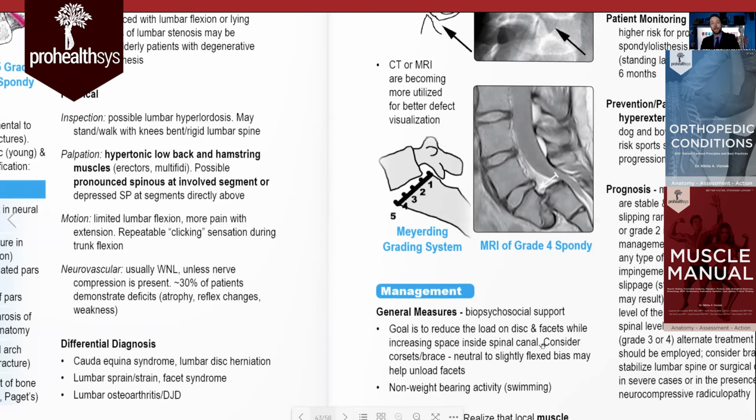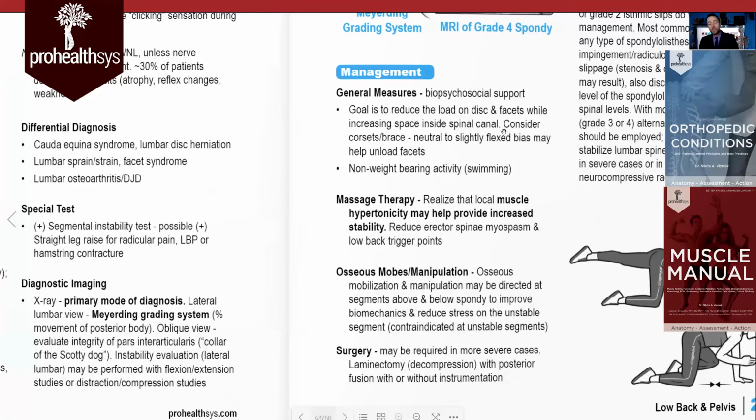All right, so number one, treatment management options for this patient. Have them recognize what the condition is and your ability to help. Give them that biopsychosocial support recognizing this condition. Goal is to reduce load on the discs and build up strengthening into a more neutral position of the spine. And again, back for Parsa right here, corsets and braces are going to be huge, okay? All right, slightly flexed or neutral, maybe unloading the facets a little bit.